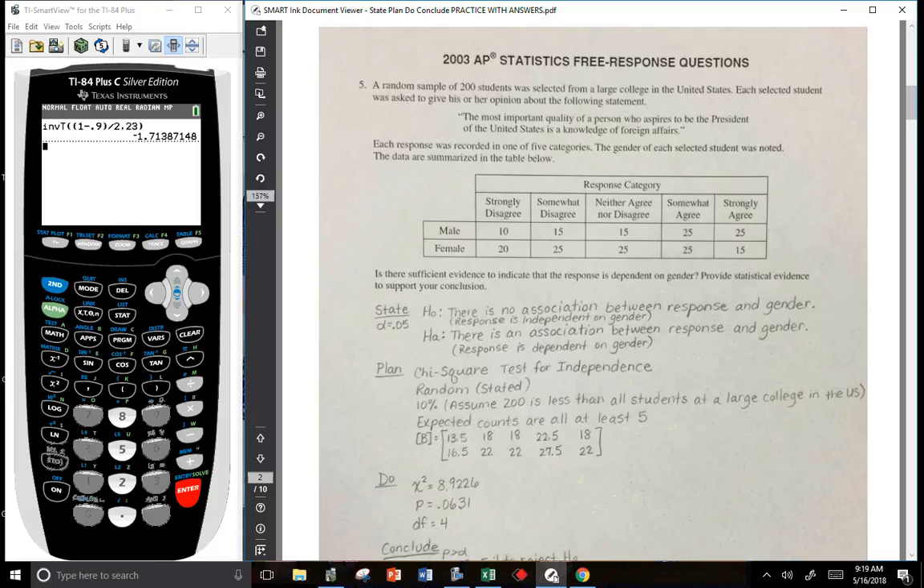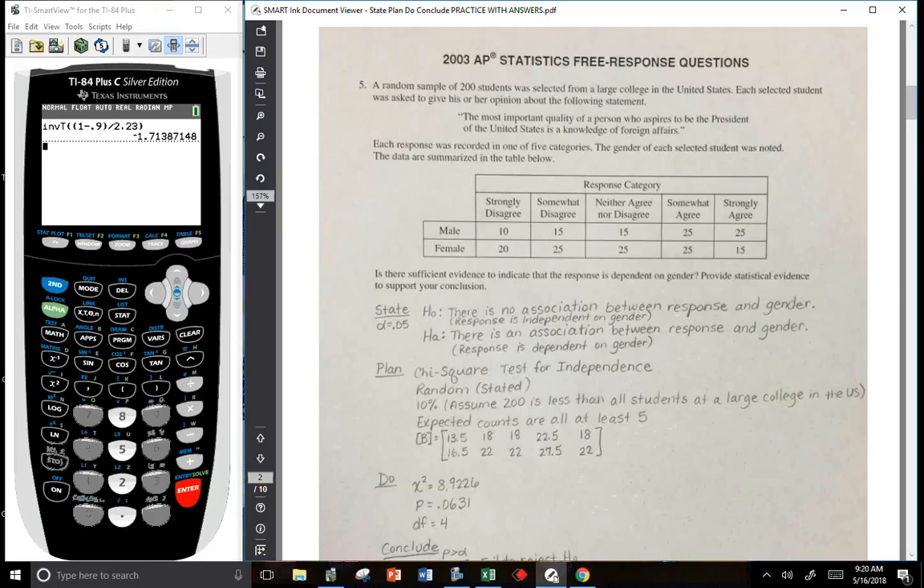A random sample of 200 students were selected from a large college in the United States. Each selected student was asked to give his or her opinion about the following statement: the most important quality of a person who aspires to be the president of the United States is a knowledge of foreign affairs. Each response was recorded in one of 5 categories. Right there, categories should tell you maybe this is a chi-squared. Because when we deal with categories, isn't it chi-squared? Agree? Typically. The gender of each selected student was noted. The data are summarized in the table below.